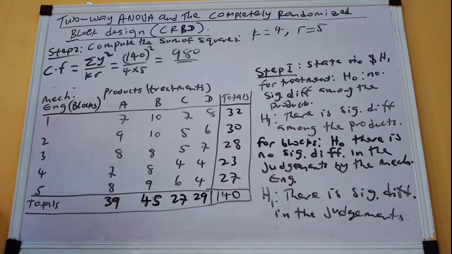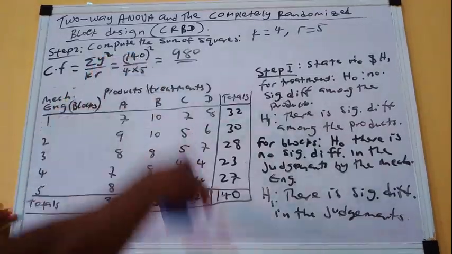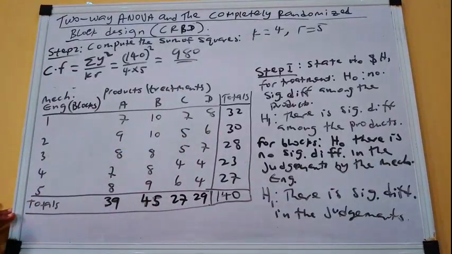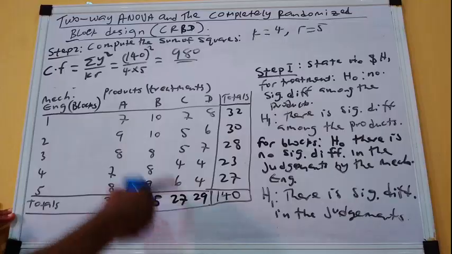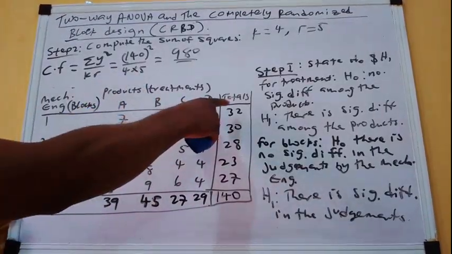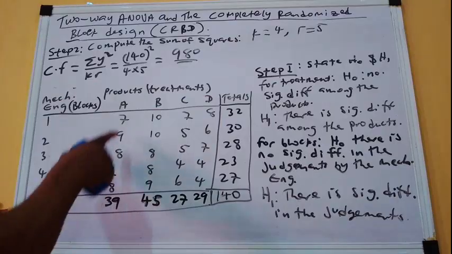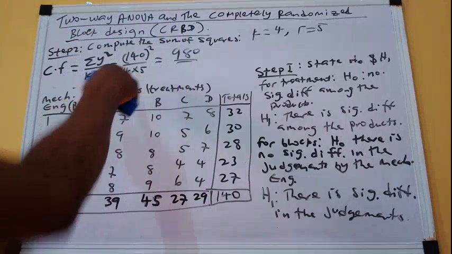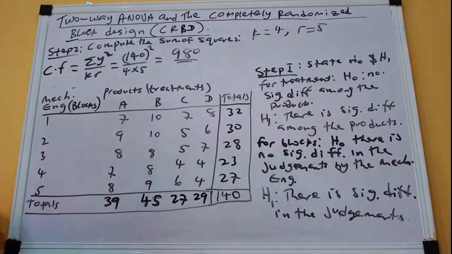So that is the correction factor. Now the next one is the sum of squares for treatments. The correction factor is the grand total squared all over the total number of observations. If you look at it, the total number of observations is 20, 4 by 5, that is, we have 4 treatments and 5 blocks. If you count each of them, it is 20. That's why you are dividing the grand total squared by the total number of observations, which is 4 by 5.